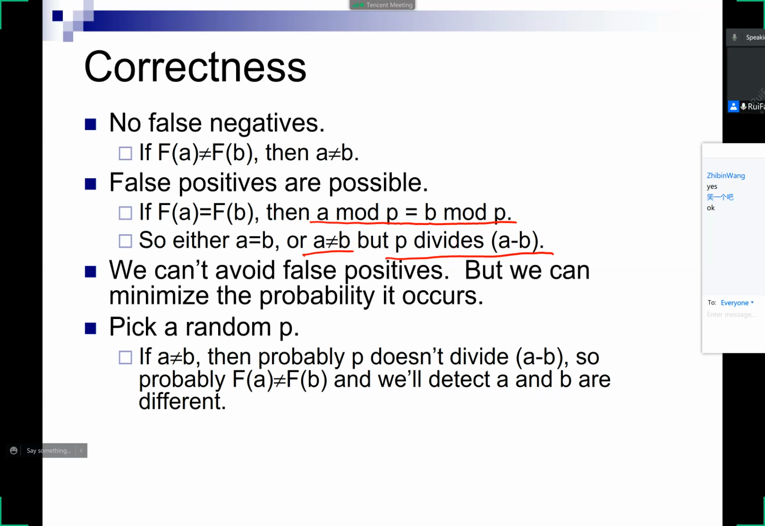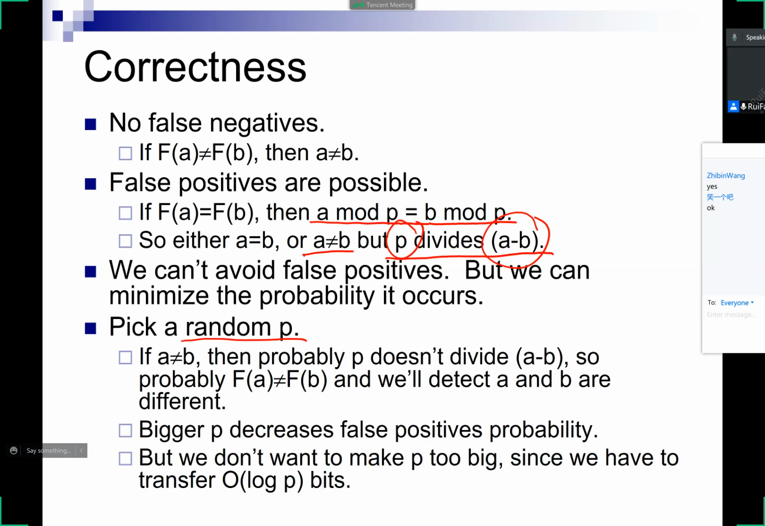And so we can't completely avoid this false positive situation. But what we can do is to try to minimize the probability that it occurs. The way that we do this is that we're going to pick a random prime to take modulo with. The goal is that if you take a random prime over here, then it's unlikely that this random prime will divide your difference. And if it doesn't divide the difference, then you do not have a false positive. So let's look at the probability that if you pick a random prime, it does not divide the difference between the two strings.